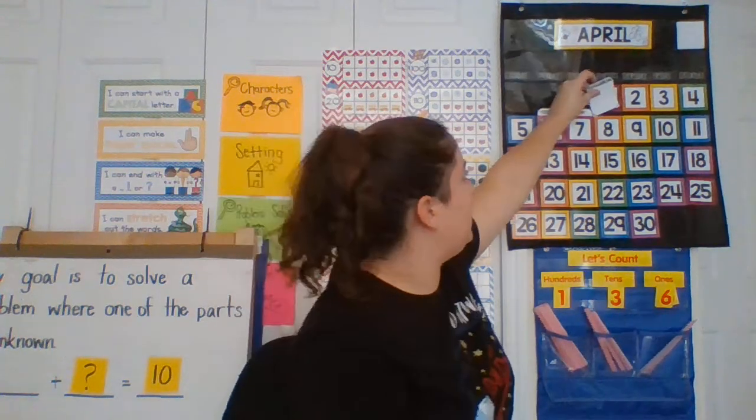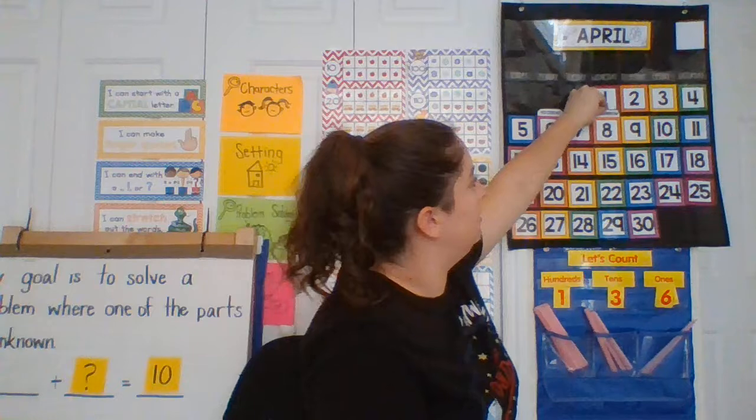What is tomorrow going to be? If today is the 7th, what's tomorrow? What number? The 8th. Very good. You guys are getting pretty good at this. So today is April 7th. Tomorrow is the 8th. Yesterday was the 6th. We went over all that.